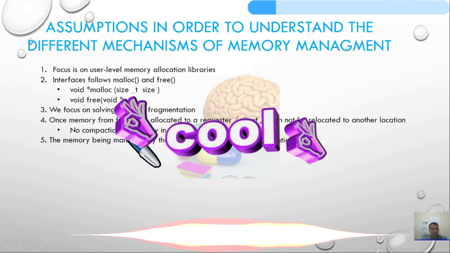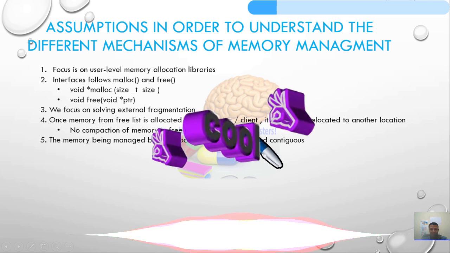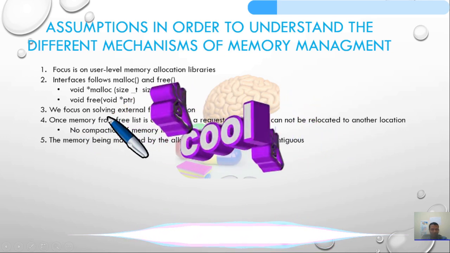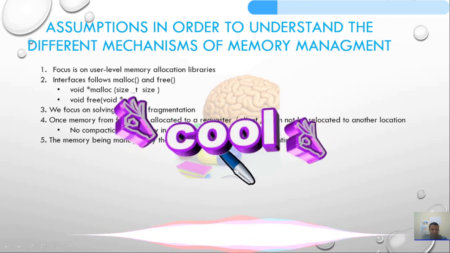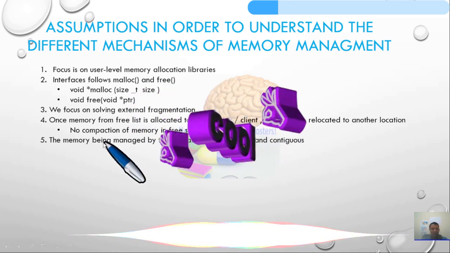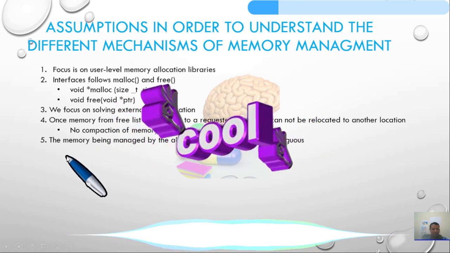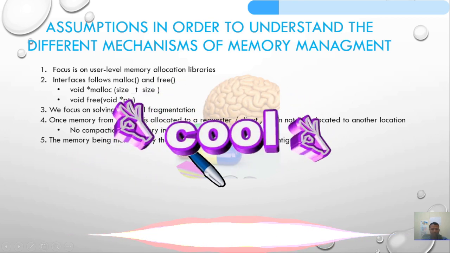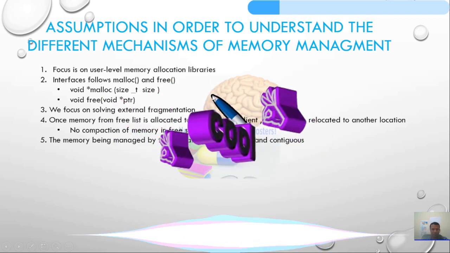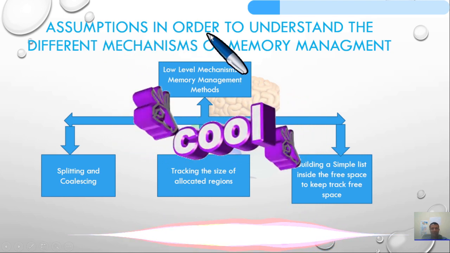Once memory from the free list is allocated to a requester or client, it cannot be relocated to another location. This is also an assumption. Once it is allocated, we cannot relocate it. Also, there is no compaction of memory in free space. The memory being managed by the allocator is of fixed size and contiguous. These are the assumptions we are going to follow, in order to understand.